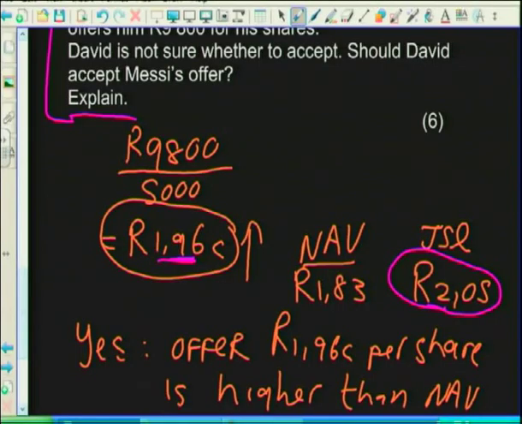Let's just change the color of our pen. So if we say no, again, Mercy is offering 1 rand 96 cents for the shares, but if I had to trade the shares, if I had to sell it on the stock exchange, the JSE, someone out there is ready to pay 2 rand 5 cents for my share. So immediately, because the JSE price is much higher than what Mercy is offering David, David might just say no. Sorry, I'd rather sell the shares on the JSE, I'm going to get a much higher price.